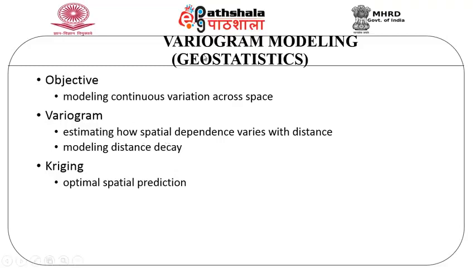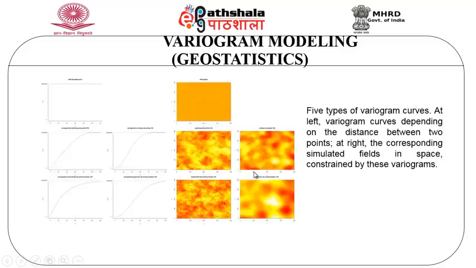So they are being modeled using various modeling techniques. One such technique is the variogram modeling technique. Here the objective is to model the continuous variation across the space. The variogram estimates how the spatial dependence varies with respect to the distance, and it also models the distance decay. There is another modeling technique called the Kriging modeling technique, which is useful for representing the optimal spatial prediction.